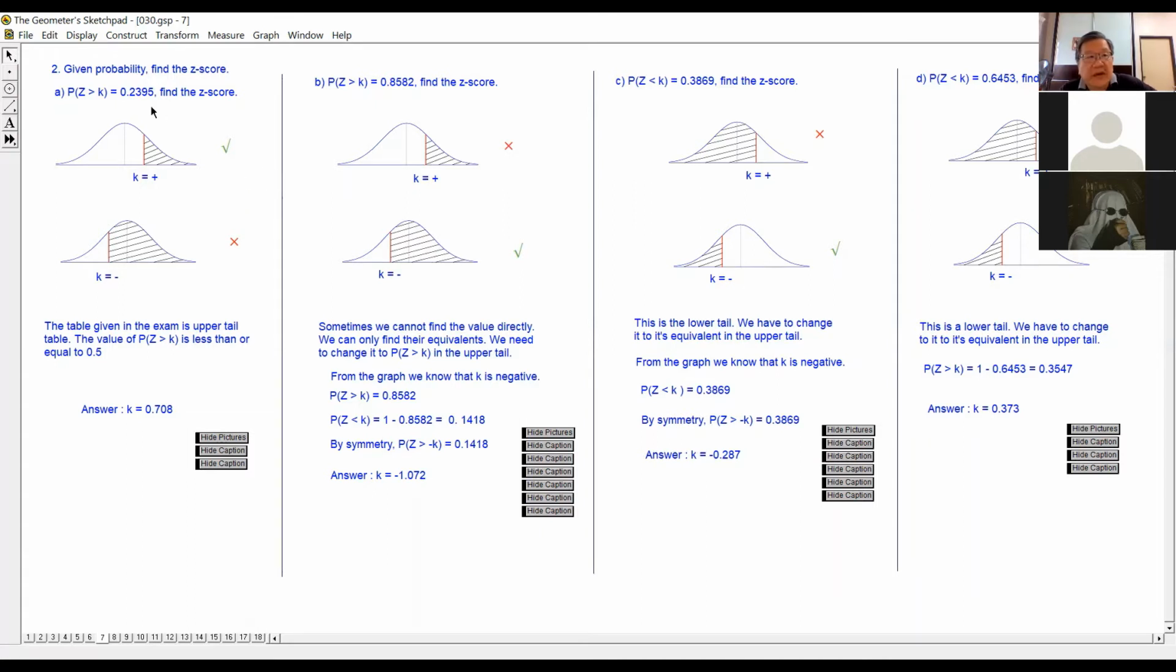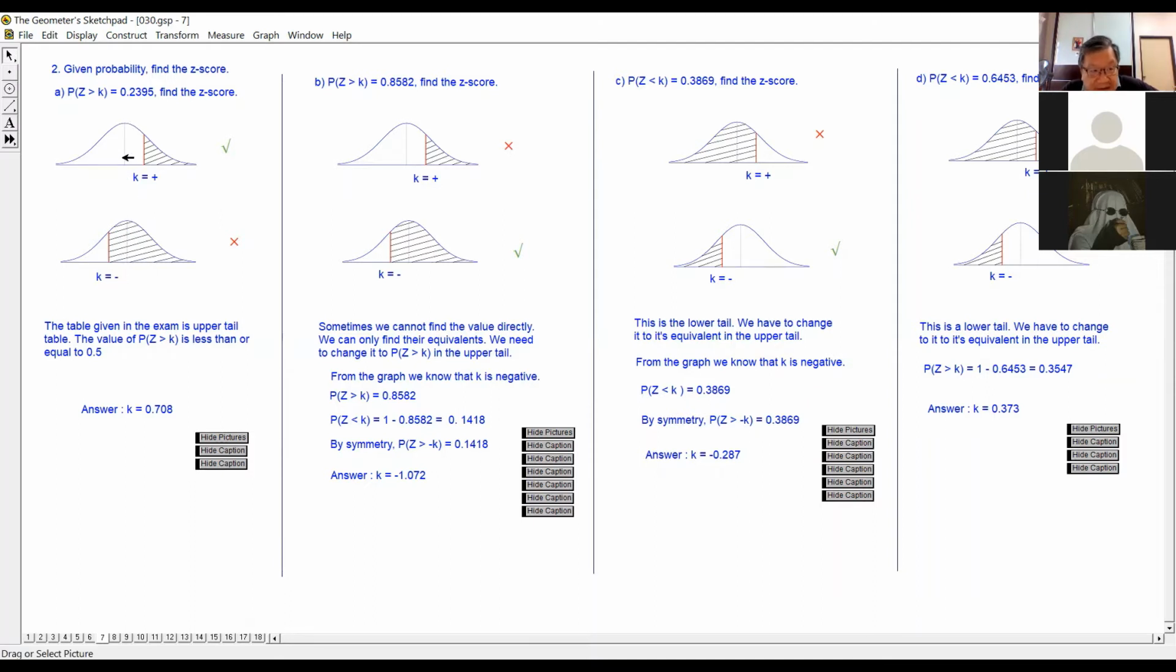Anyone? The probability is top. Correct, top. The probability is 0.2395. This probability is less than 0.5. So less than 0.5 is this area. So the top one is the correct one. Now, if you say the answer is the bottom, then it is wrong, because if the k is here, the probability is more than 0.5. Now, this one is more than half already.